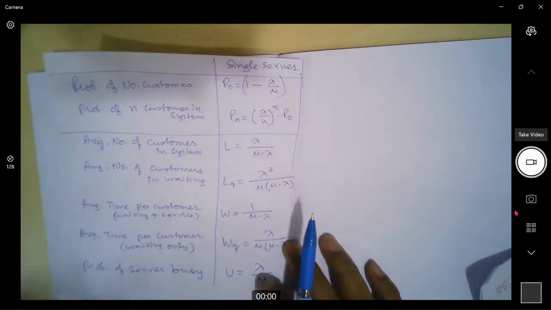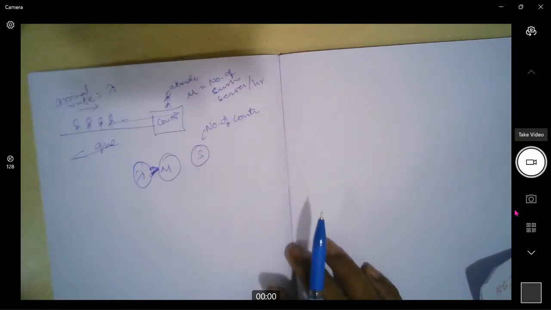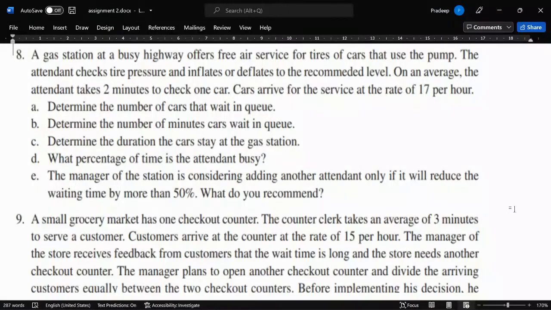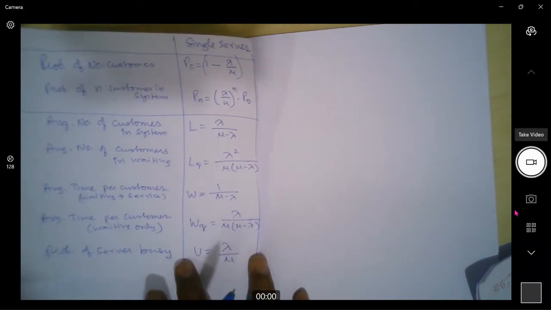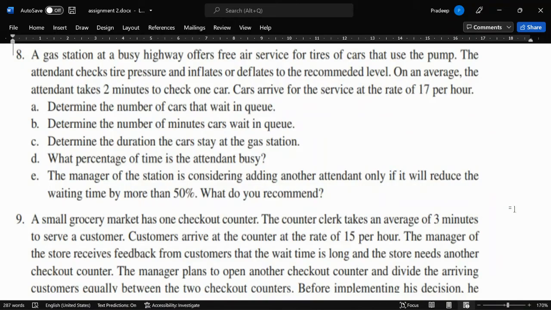These are the formulas. If you know these formulas, it's very easy to calculate. So let us solve this problem. The problem is like this: a gas station. You can pause the video now, look at the formulas, and try to solve the problem. The formulas are like this. You can pause the video and note down the formulas, and again pause the video and look at the problem and solve it. Anyway, let me now solve it.